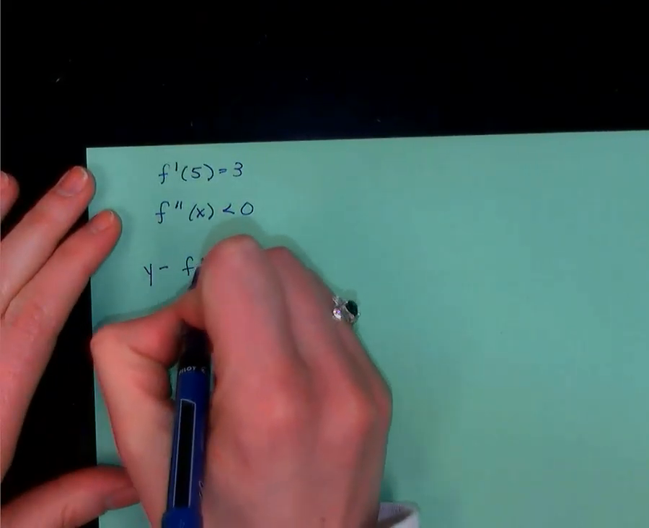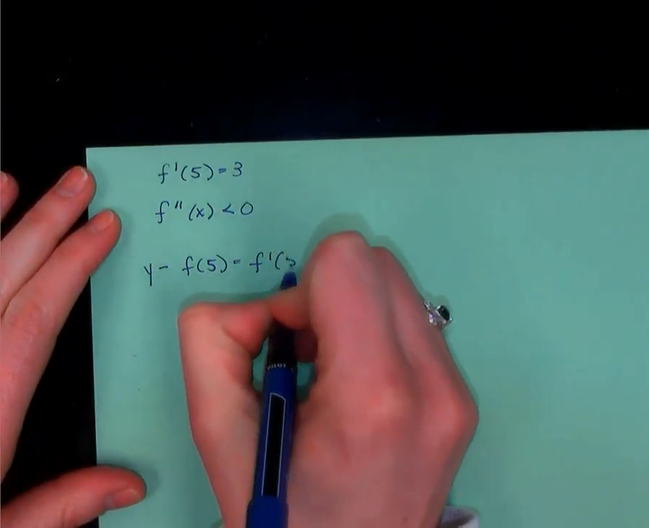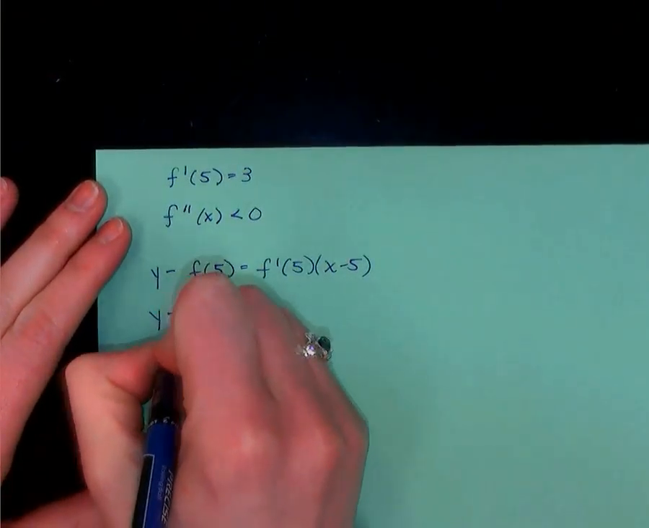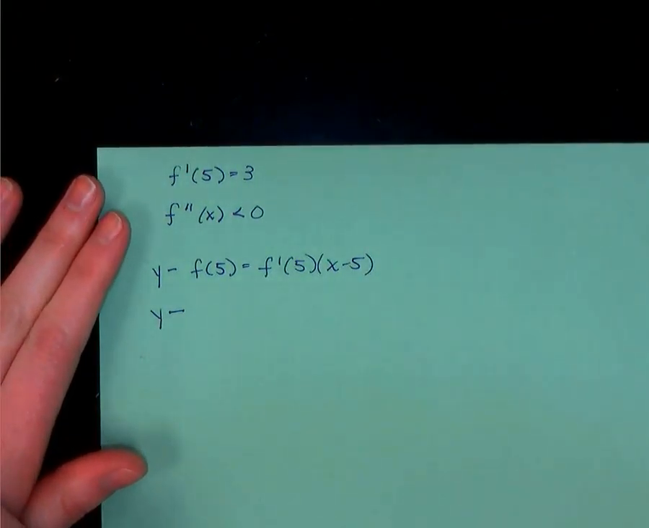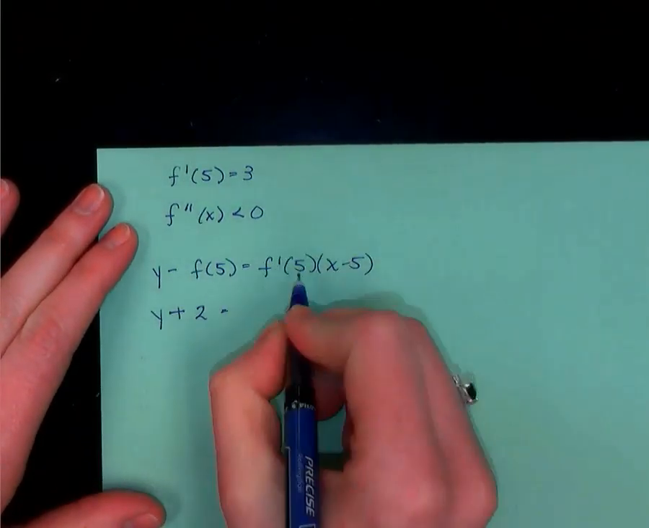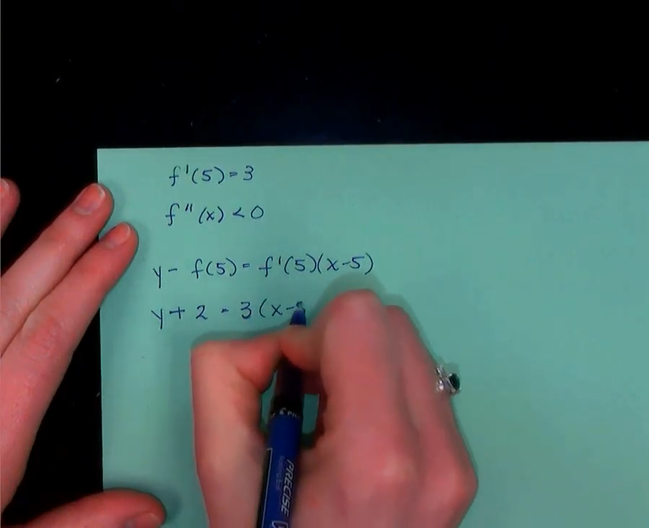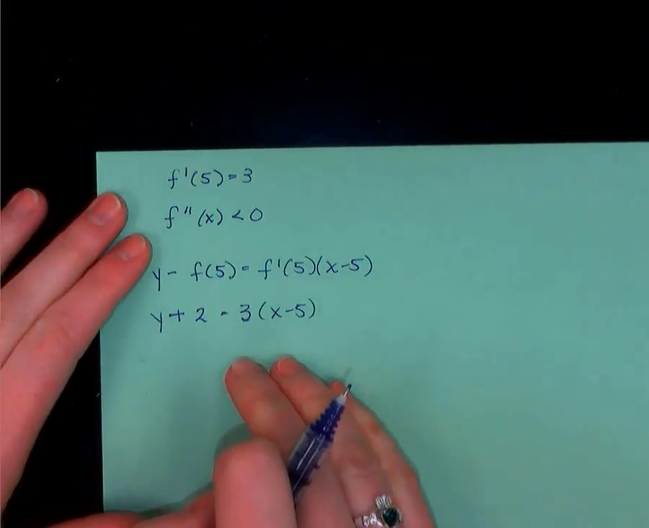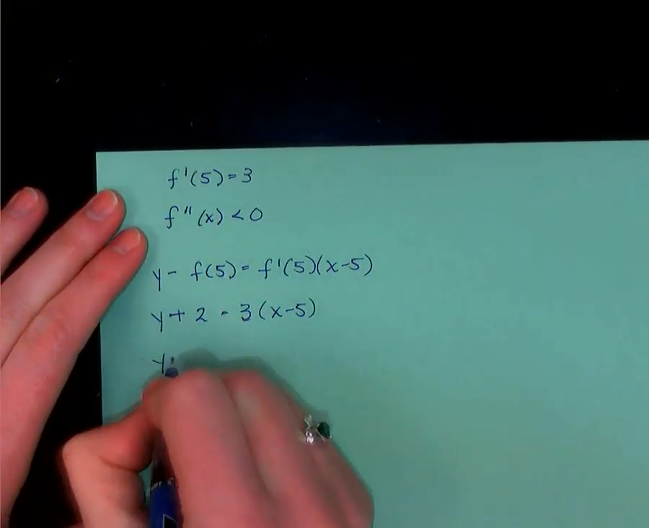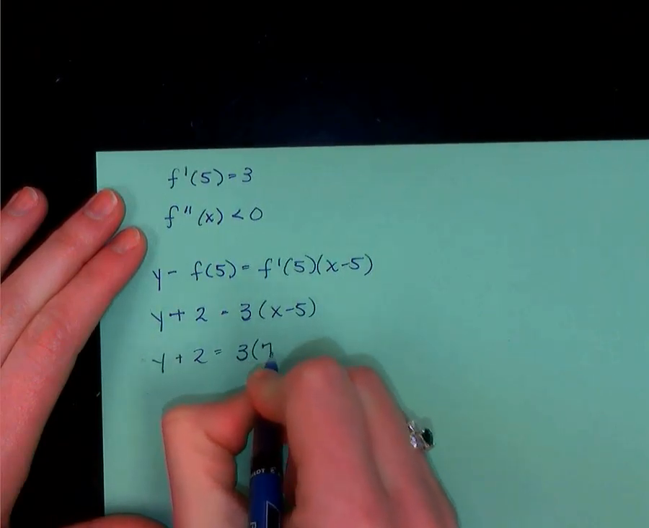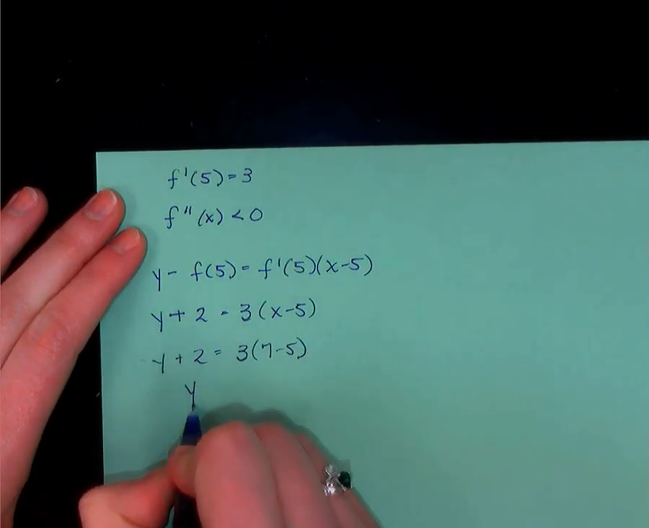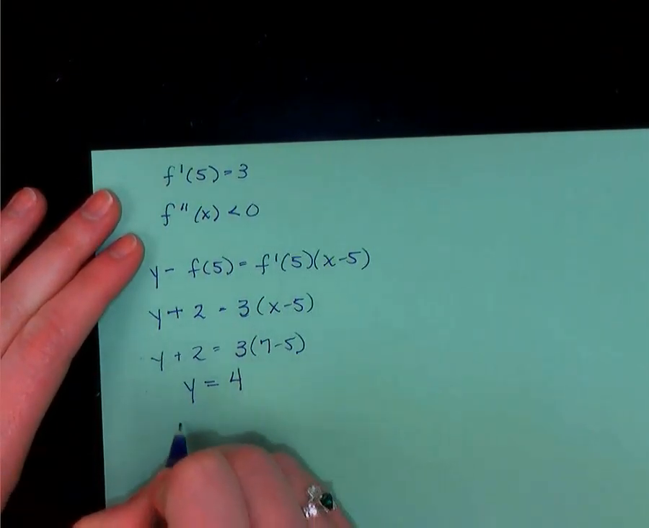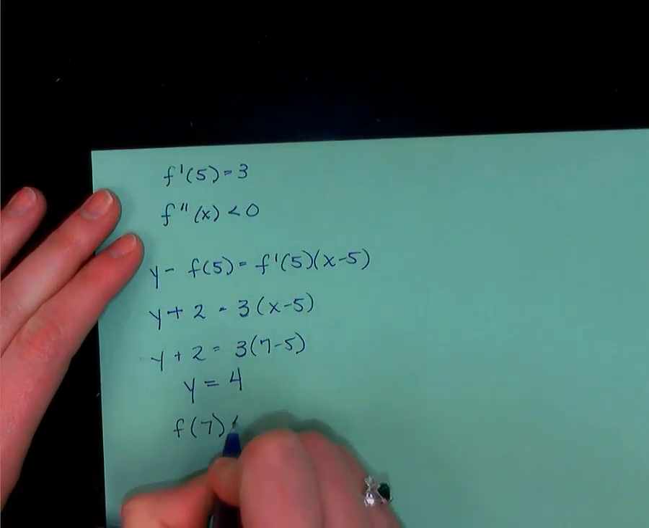Y minus f of 5 equals f prime of 5 times x minus 5. So let's just see what happens. Y minus, well, f of 5 is -2, so plus 2 equals, this was given to me, 3 times x minus 5. Now, they're asking me about f of 7, and they want me to use my tangent line. So I'm going to sub in a 7. Y plus 2 equals 3 times 7 minus 5, and I end up with y equal to 4. So now they're saying show that f of 7 has to be less than or equal to 4.